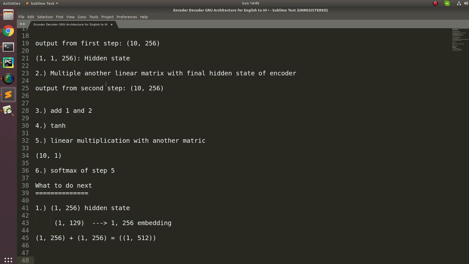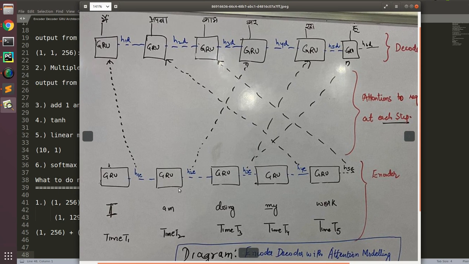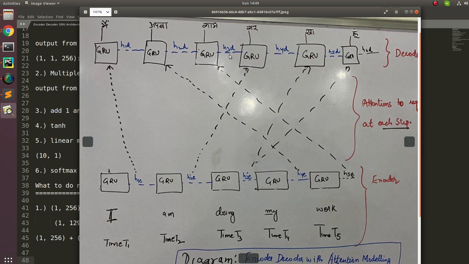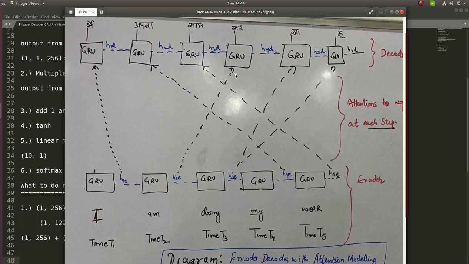Now what happens if I want to predict "cur"? Then only the hidden state corresponding to the word "am", which is an input word, will be passed to this GRU decoder cell along with the previous hidden state. We will get the output as "cur", which is in Hindi.